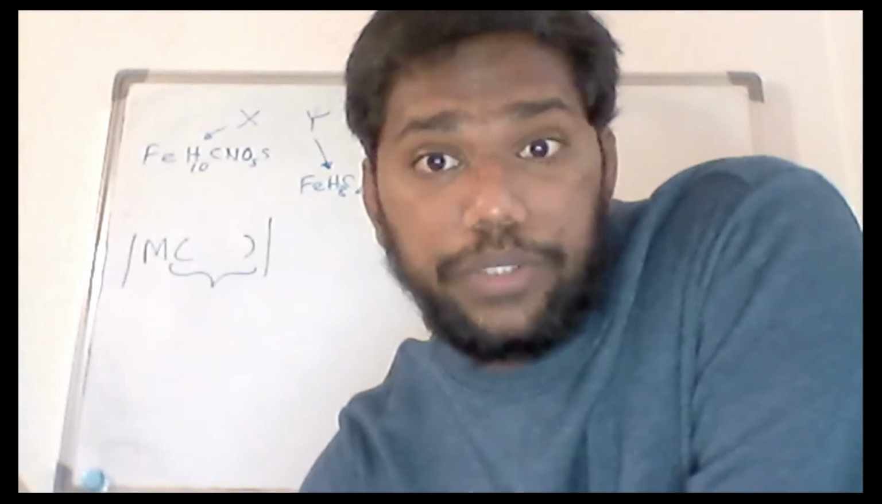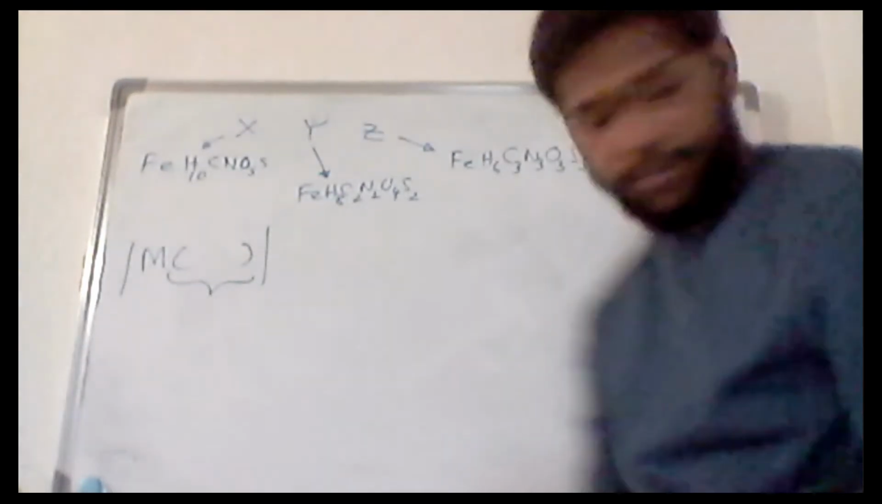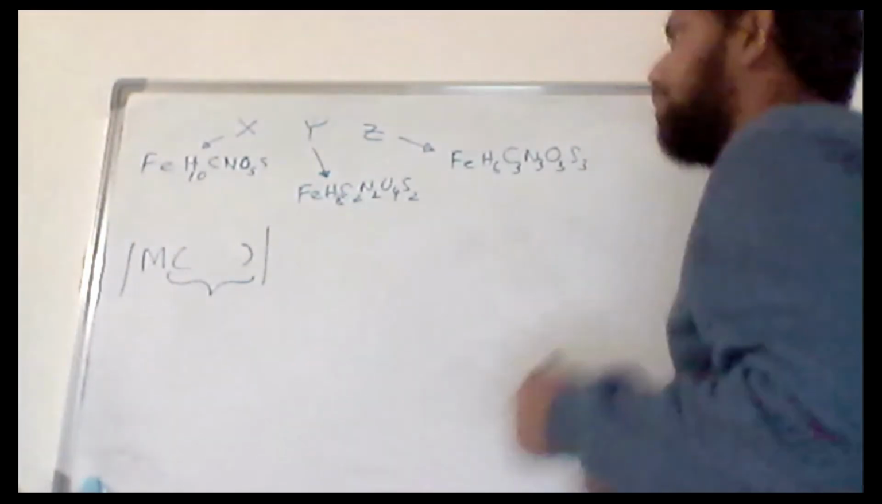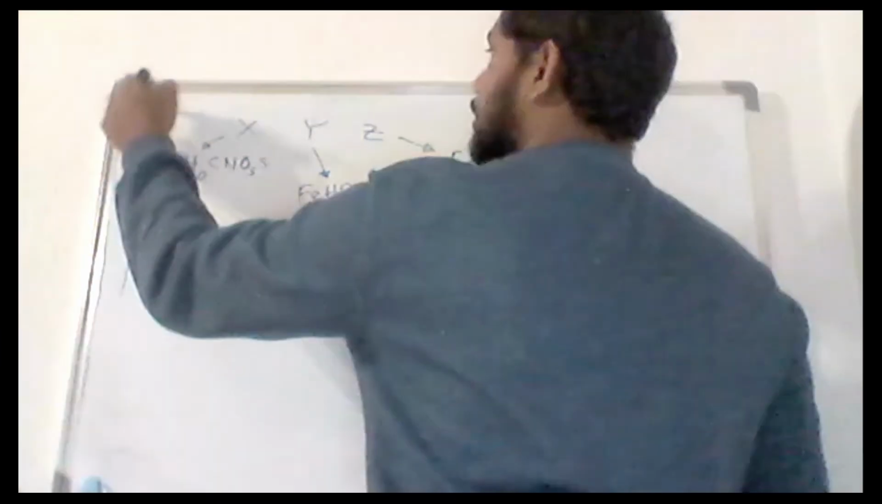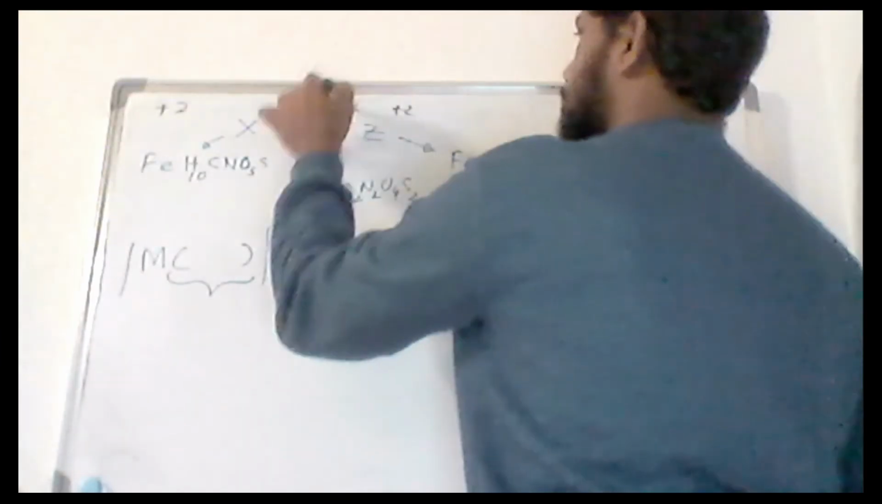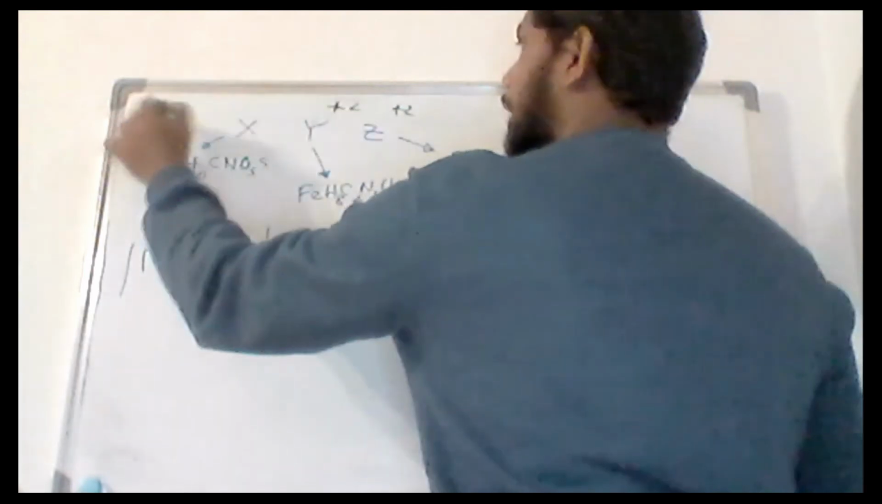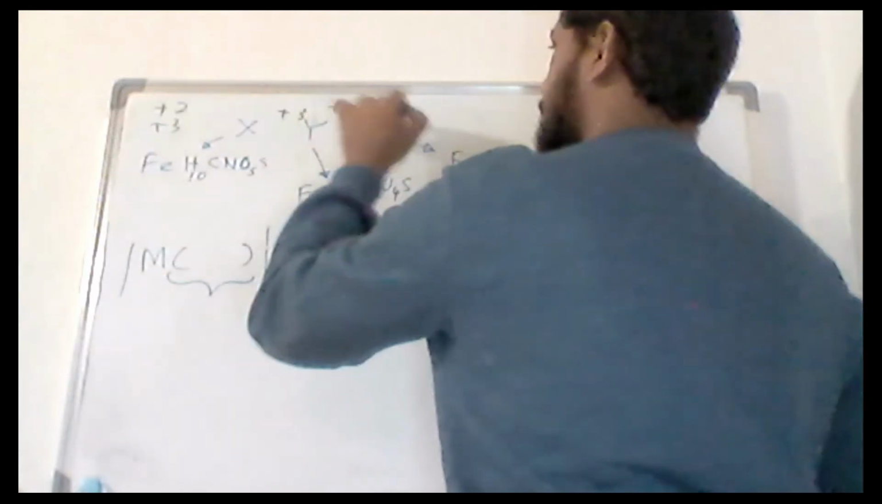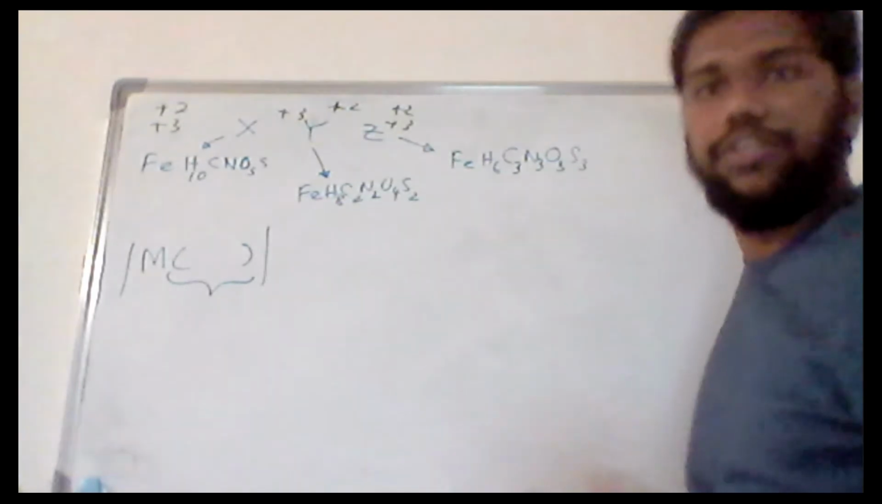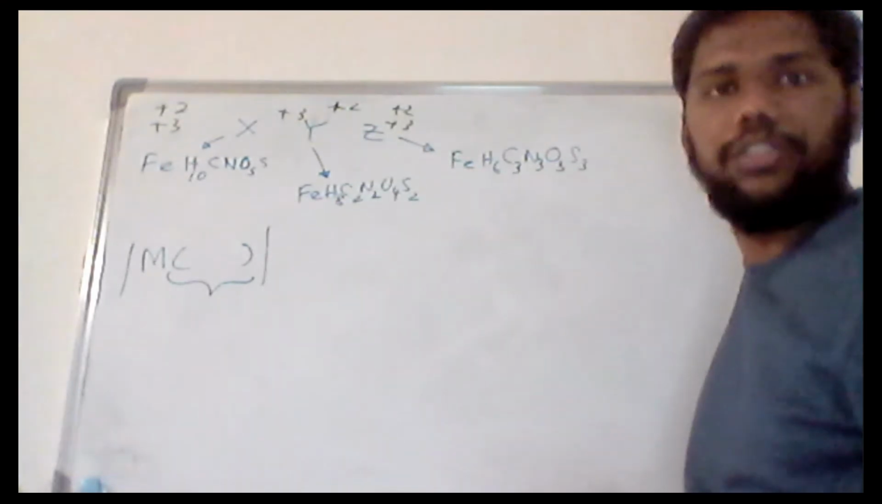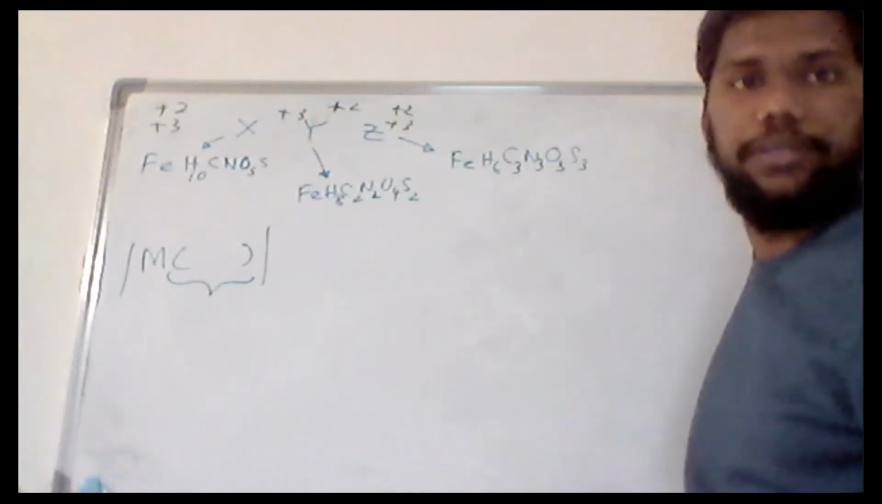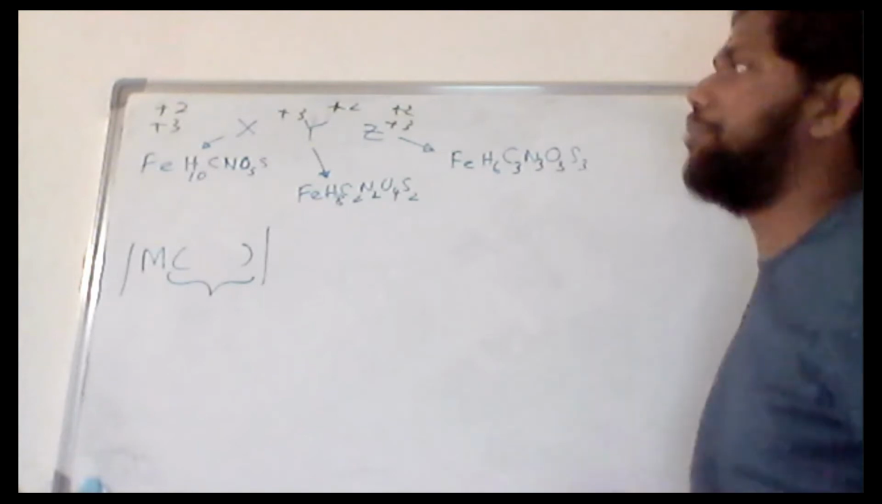So this is very good. They're telling one additional important piece of information: the oxidation state of iron here should be the same. So it should be +2, +2, +2 in X, Y, Z, or either +3, +3, +3 in X, Y, Z, because we know the common oxidation state of iron is either +2 or +3, right? So this is the first point.